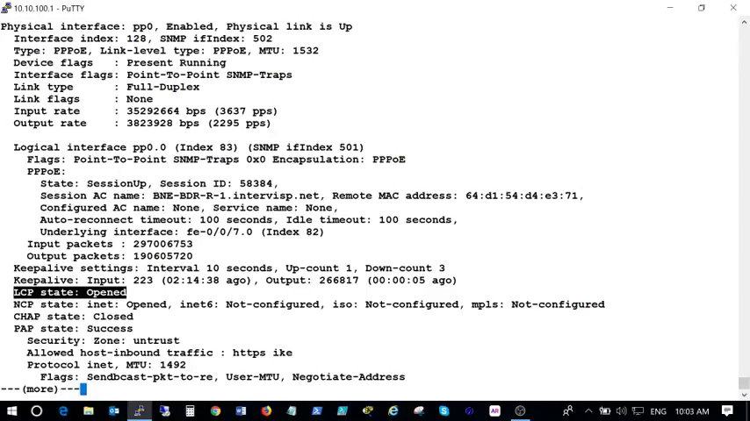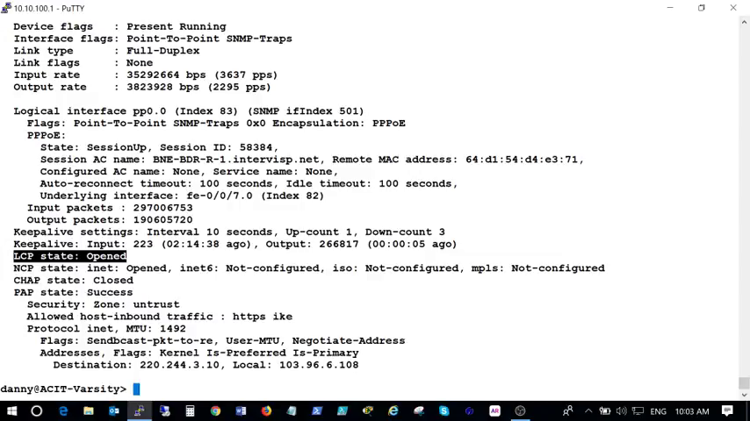Remember when we did PPP in our CCNA course, and we wanted to verify whether our protocol was actually up and working, and we looked at the LCP. Remember that, LCP? But this is our internet connection here I'm looking at. So why have I got LCP and NCP states right here on my internet connection? Any ideas? Why would that be there?